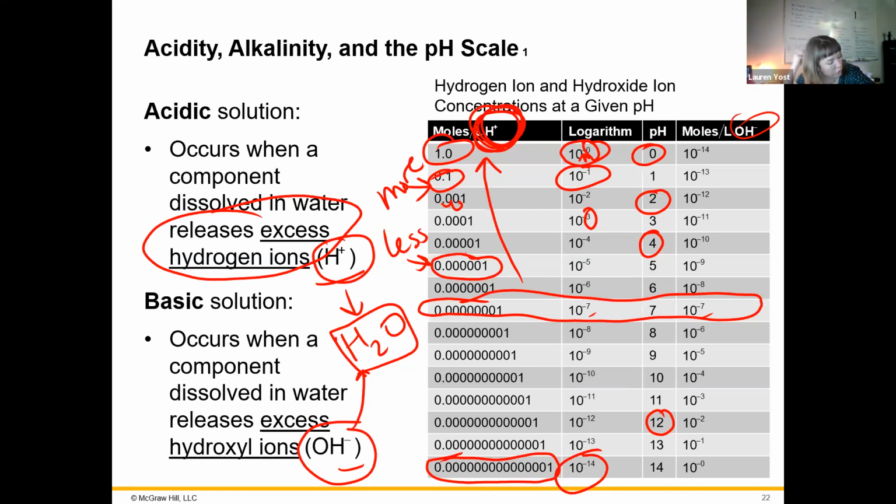So that's how you can try to remember, okay, how many hydrogen ions have we got here? Is it more than this? Is it less than this? 7 is neutral. You're just going to have to remember that. I have to just tell you guys that it's a 0 to 14 scale. 7 is in the middle. So keep that in mind, but that's how that's measured out.